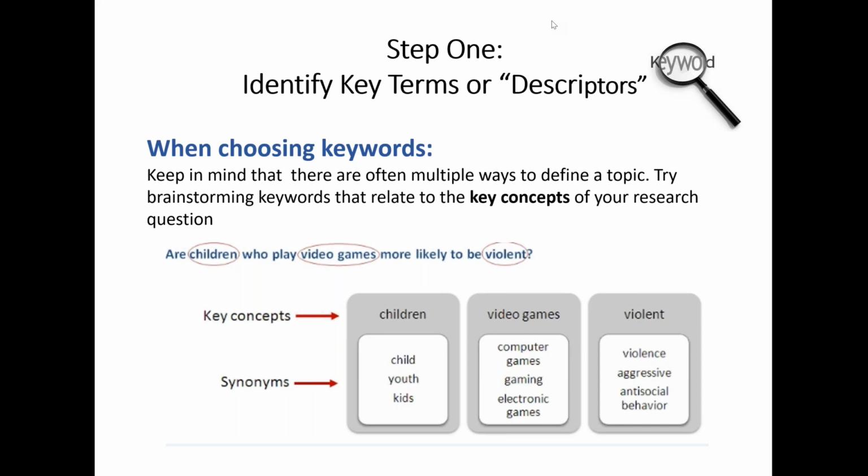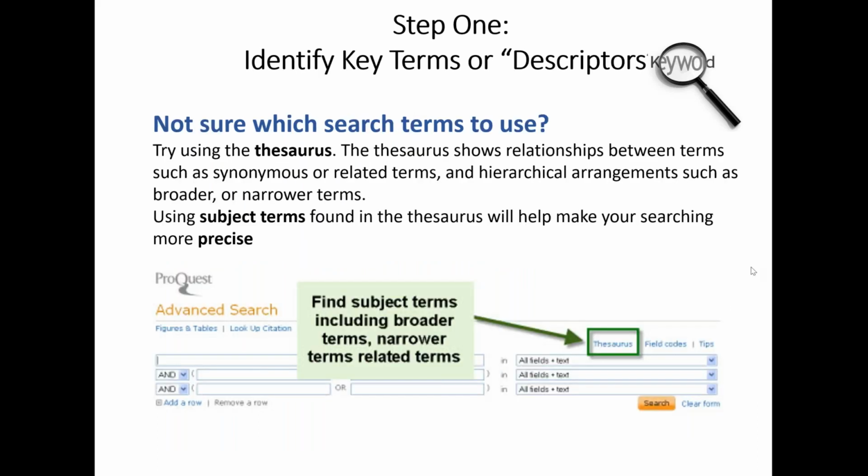So for each key concept, of course, then you think about what are some other ways that we can talk about this term. So with children, we can also call them kids or youth or child. With video games, we can also talk about electronic games, computer games, gaming. Violence can also be described as aggression or antisocial behavior, violence, etc. All right, so that's how you start, brainstorming different keywords.